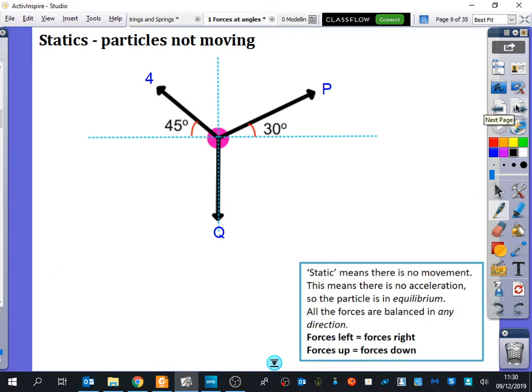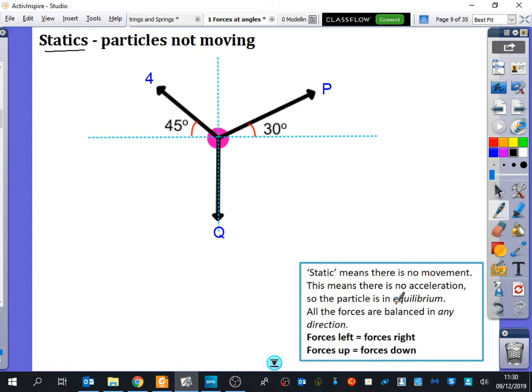Okay, so statics, you're going to come across this word. When I talk about a problem and I say it's a static situation, we're saying that something is not moving, which means that things are in equilibrium. So I've said this, static means there is no movement. This means there is no acceleration. So we said no acceleration from Newton's first law means it's in equilibrium. All the forces are balanced in any direction at all. Whichever way you resolve them, they have to be balanced.